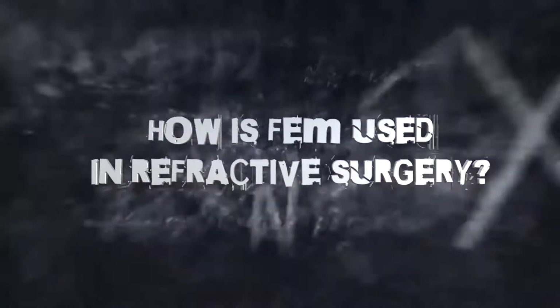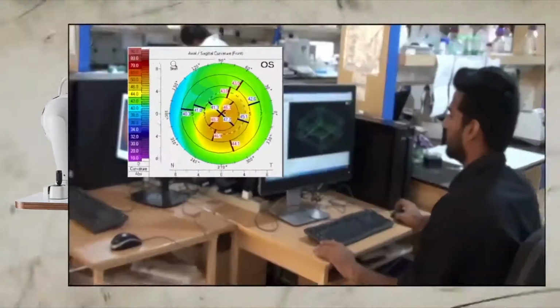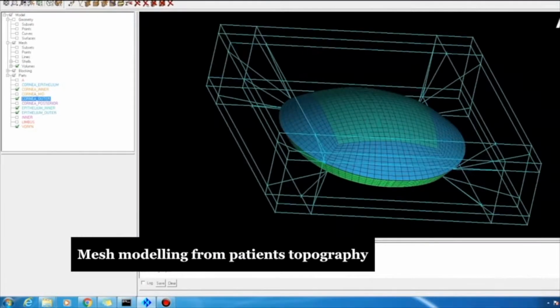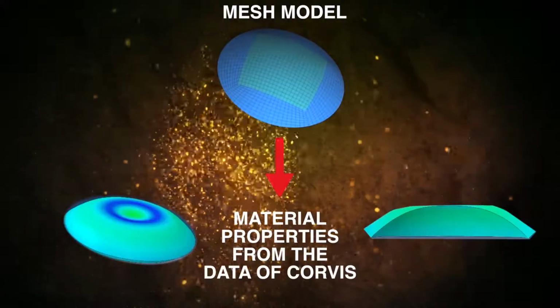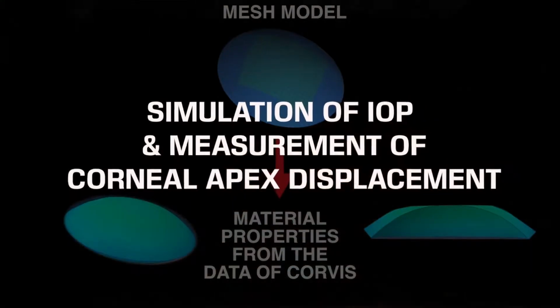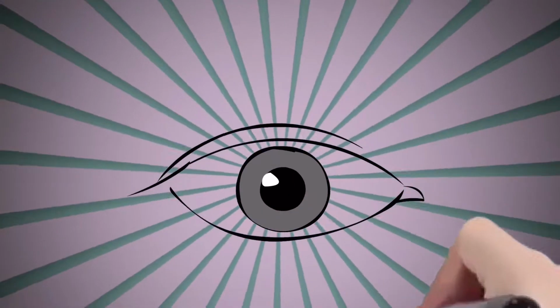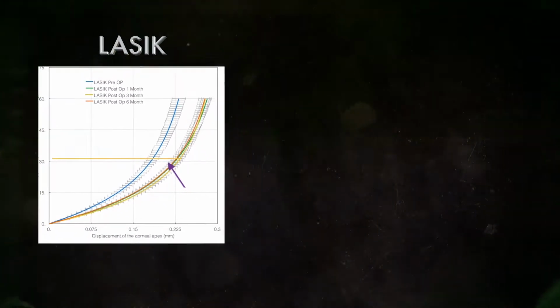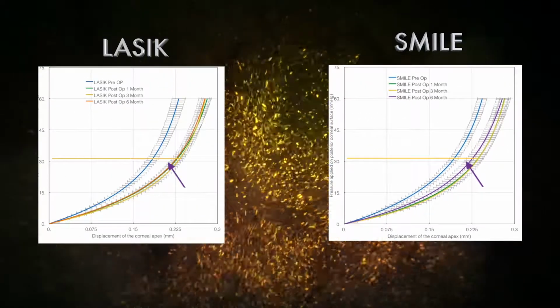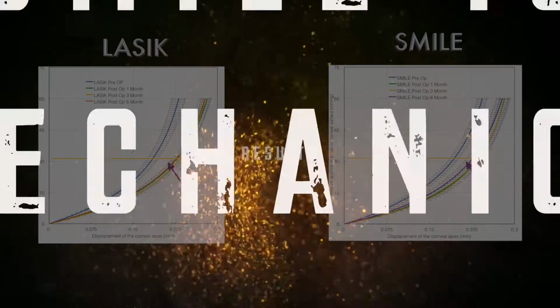Using this novel mathematical model, in our practice of refractive surgery, we take data from the Pentacam, which is then run through a software to create a meshed model of the cornea. On addition of deformation data from the Corvis, we can simulate the intraocular pressure and measure the corneal apex displacement. We applied this model to our clinics and compared the two most in-trend refractive surgeries, that is SMILE and LASIK. Comparing the results of post-operative 6-month data, we saw that SMILE was biomechanically stronger than LASIK.